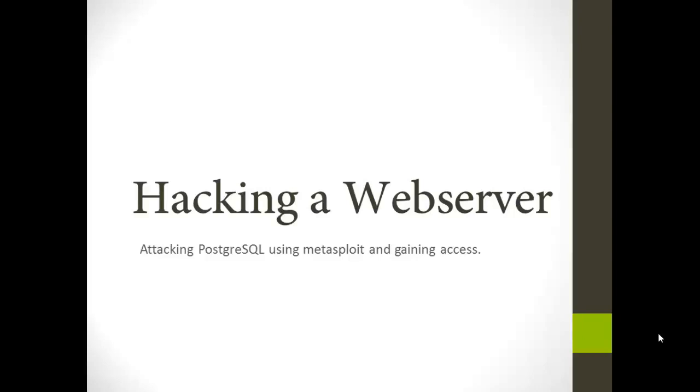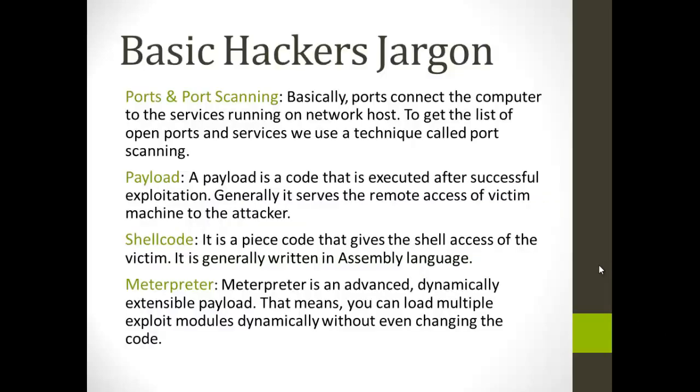Firstly, I'm going to start with a couple of slides and show you some hacker jargon. So here we go. What are ports? Ports are basically gateways to services running on systems on the network host. These ports are generally assigned to every service, a different port for every different service. For PostGIS the default port is 5432, and for applications such as SMTP and HTTP, for SMTP it is 25 and for HTTP it is 80 or 8080.